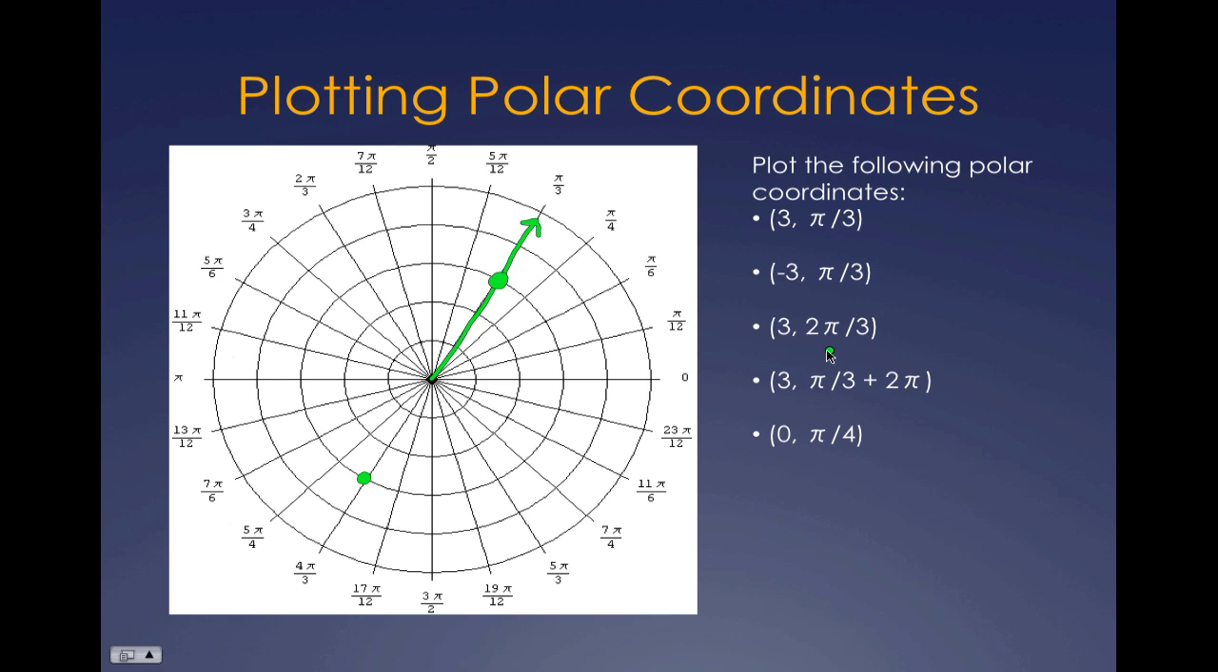Or remember our conversion, or what we had written down, is that this is going to equal the point 3 comma, and we're going to add pi to this. So we're going to do pi over 3 plus pi. So that gets us the point 3 comma pi plus pi over 3, which is 4 pi over 3.